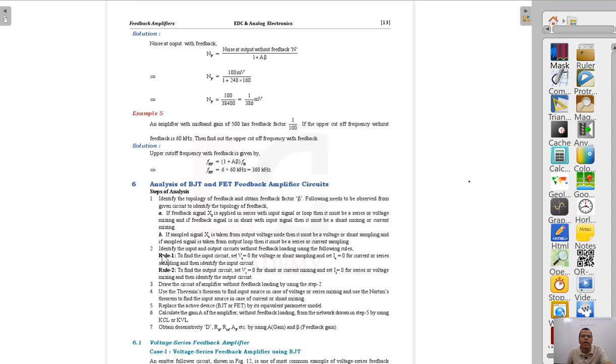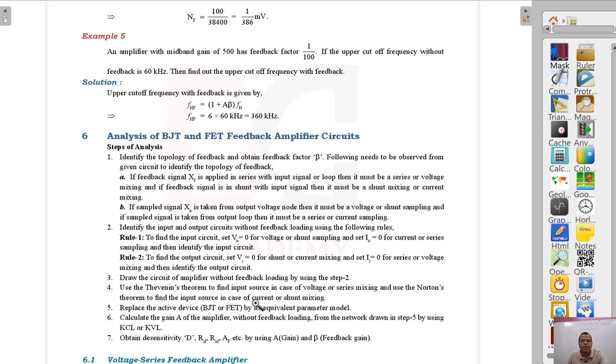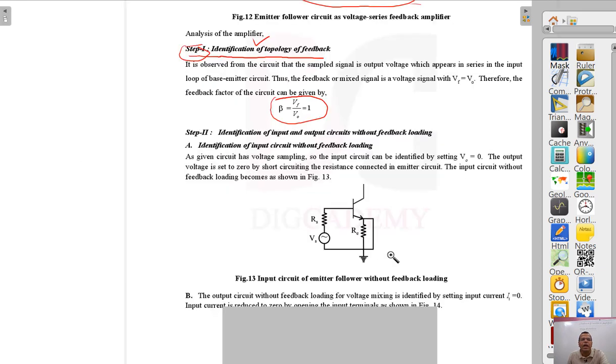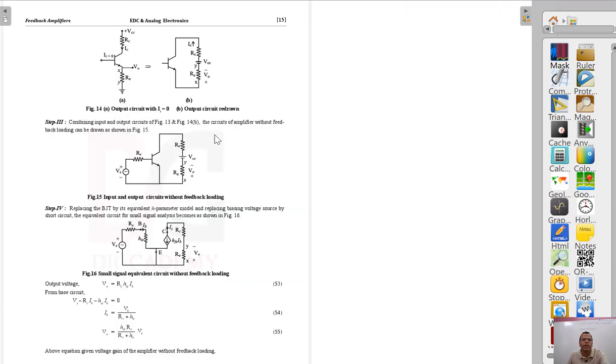Let us go back again and see the rule. To find the output circuit, set Vi equal to 0 for shunt mixing, and set input current Iin equal to 0 for series mixing. In our case it is series mixing. For series mixing I need to set Iin equal to 0. Fine, so let us go ahead.